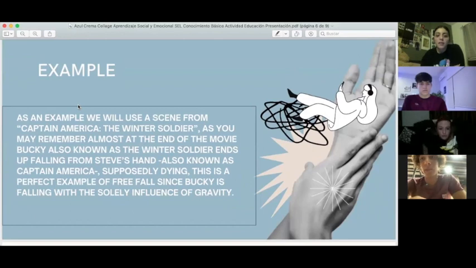As an example, we will use a scene from Captain America: The Winter Soldier. As you may remember, almost at the end of the movie, Bucky, also known as the Winter Soldier, ends up falling from Steve's hand, also known as Captain America, supposedly dying. This is a perfect example of free fall, since Bucky is falling with the sole influence of gravity.